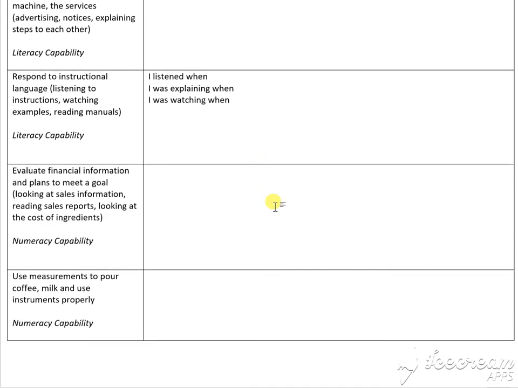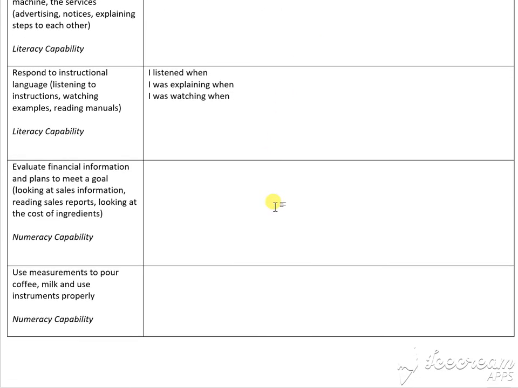You might not have looked at the financial information yet, but you might know the costs of some of the products. So one of the tasks that we'll do this semester is we'll have a look at how much money the coffee cart makes and then compare that to how much it costs us to run the program. And you might find ways for us to save money.